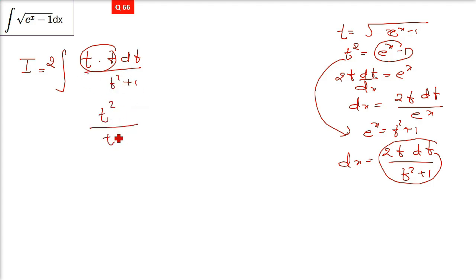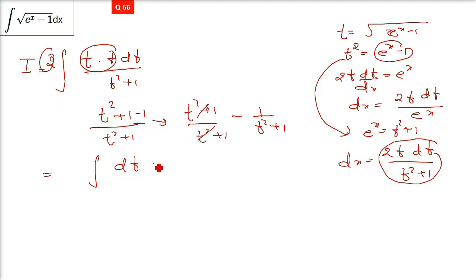So this is t square plus 1 now. So we'll add a 1 and subtract a 1 just to get the two terms which can be integrated easily. So this will be t square plus 1 by t square plus 1 minus 1 by t square plus 1. So this is going to be 1. We are going to deal with this 2 later. This is integration of dt minus integration of 1 by t square plus 1 dt. So the direct integration is feasible here.